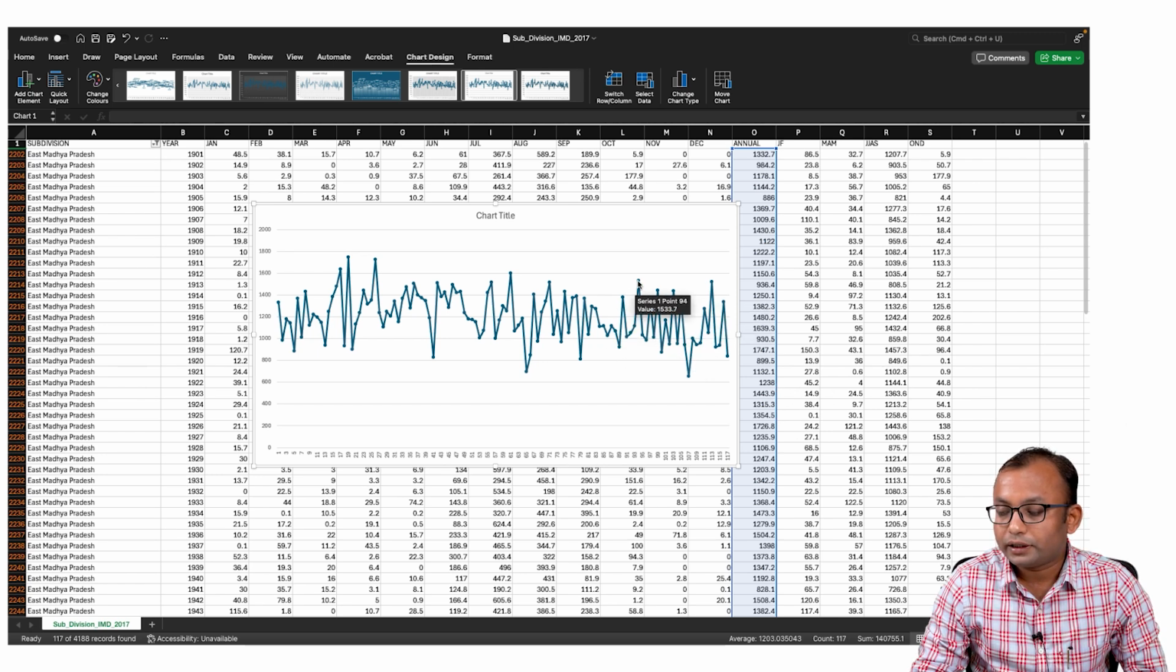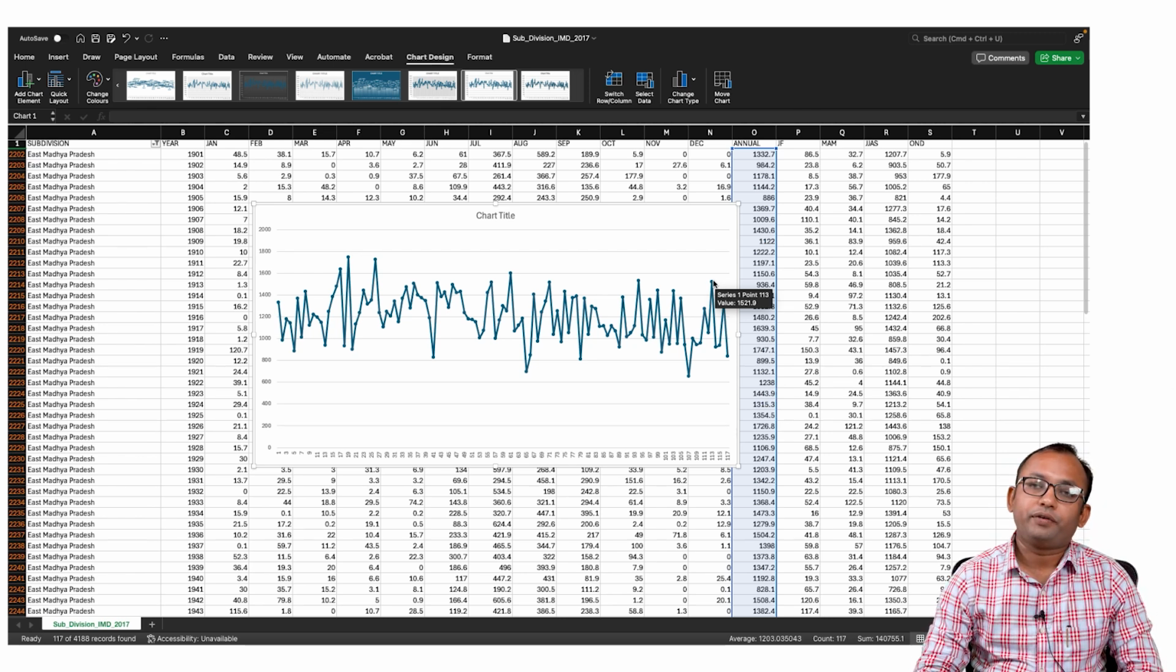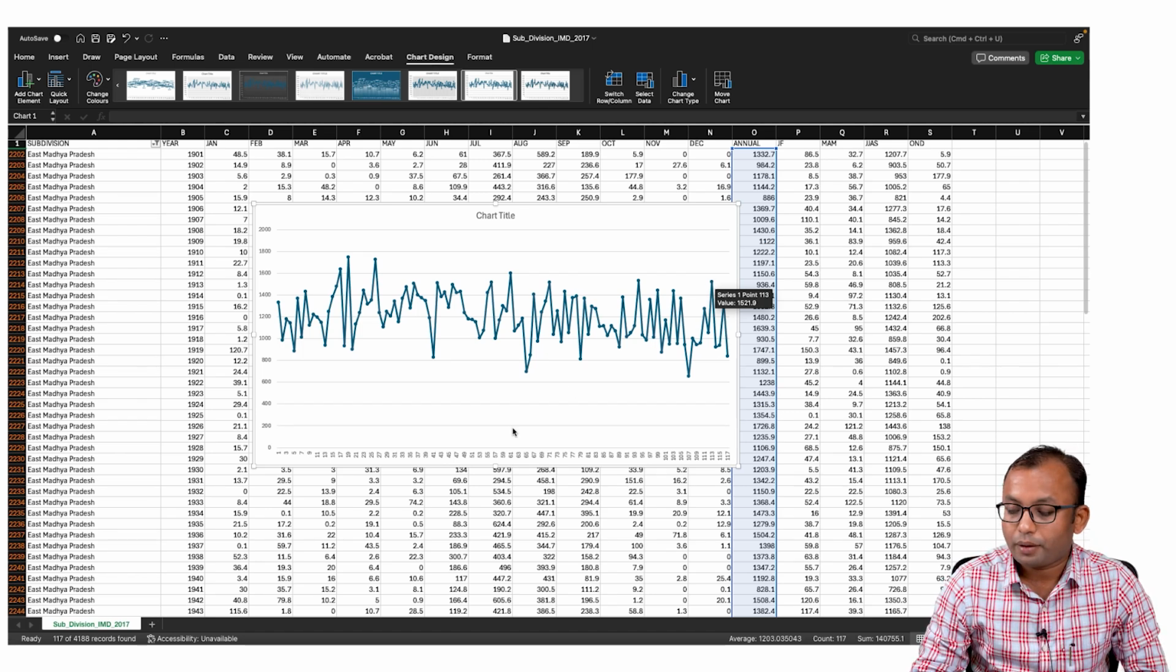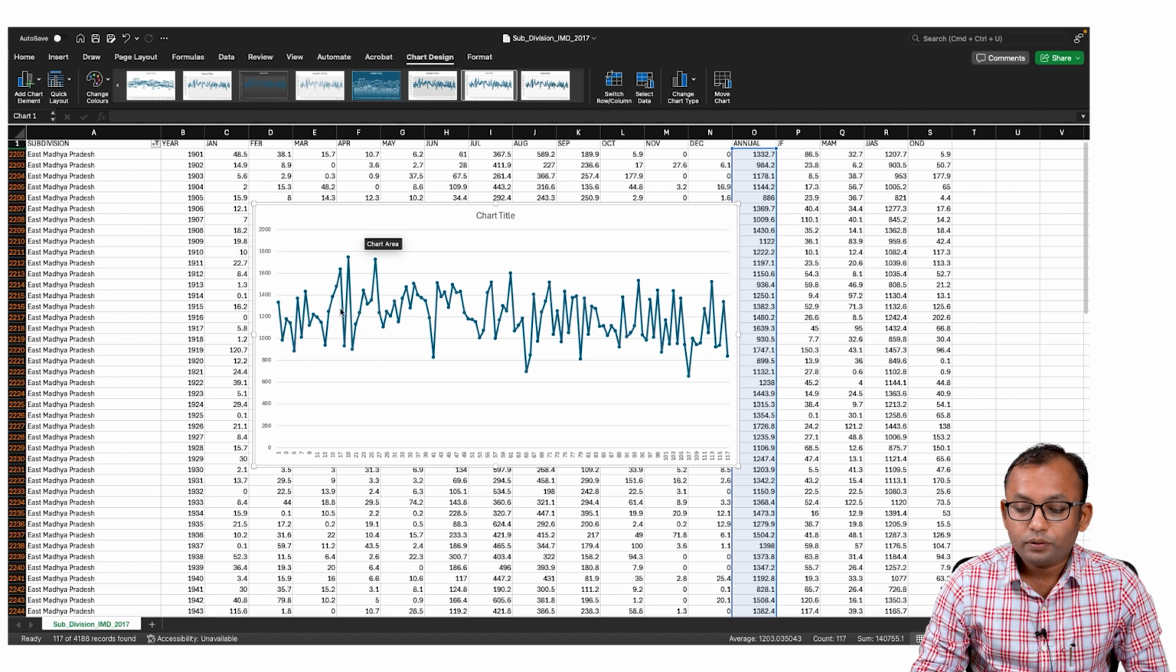For example, during, let us say, 1994 we have seen a very significant amount of rainfall which crossed the 1400 threshold, which is 1533 mm almost. And then you have another crossing event in 2013, where the East Madhya Pradesh region received 1521 mm rainfall.